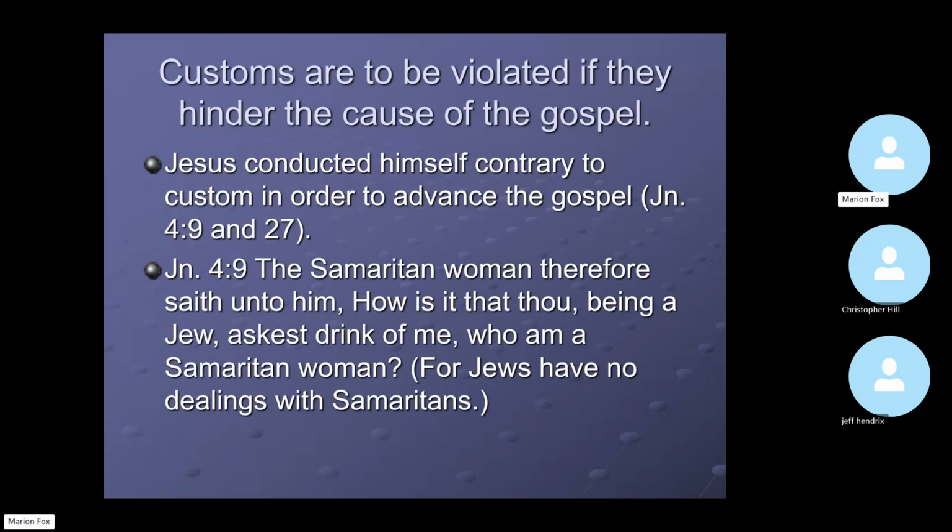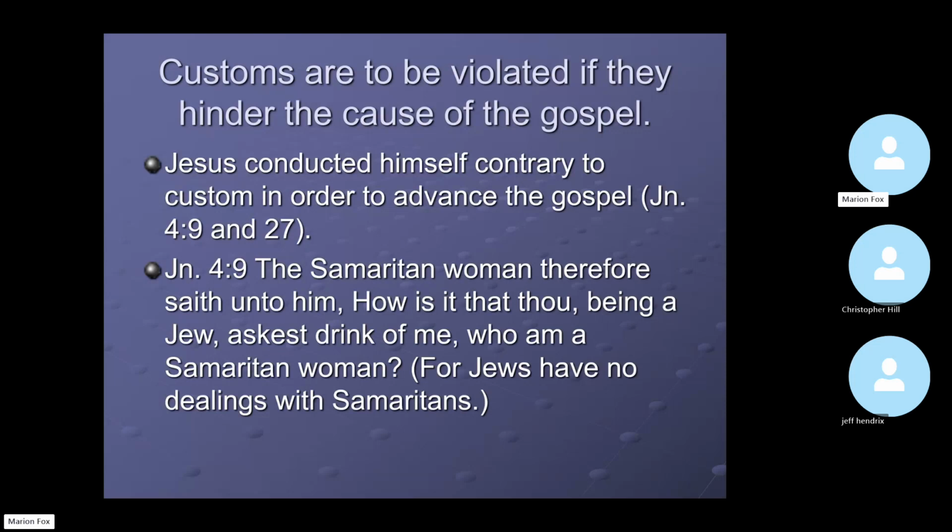Let's back up to verse 9. Now the Samaritan woman therefore saith unto him, How is it thou, being a Jew, ask a drink of me, who am a Samaritan woman? Well, when we read that first part of verse 9, we don't know what she's talking about. But John, whenever he puts a parenthetical statement in here, says, for Jews have no dealings with Samaritans. And so now, as we read this, we know what the problem is. So she said, why do you ask to drink of me?